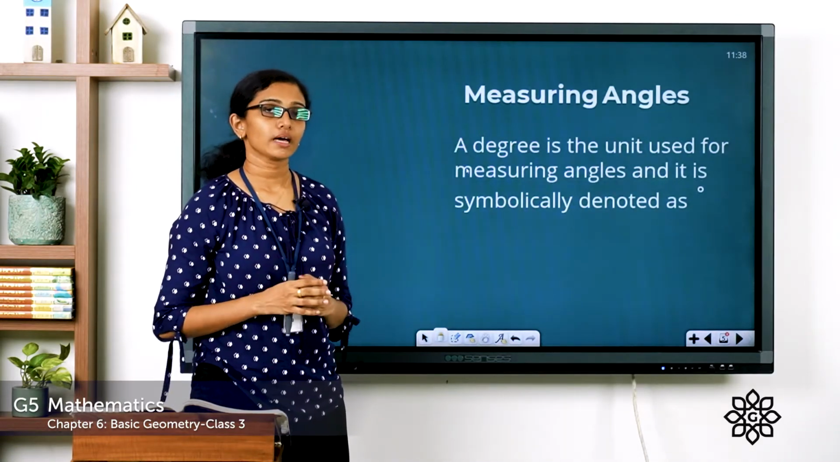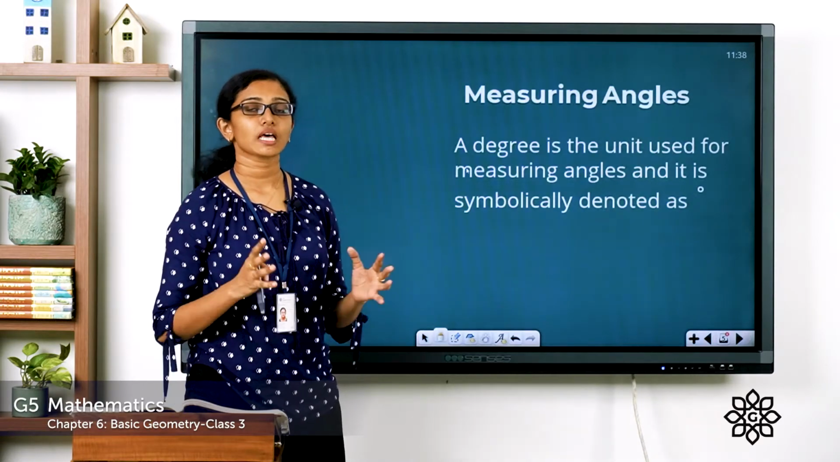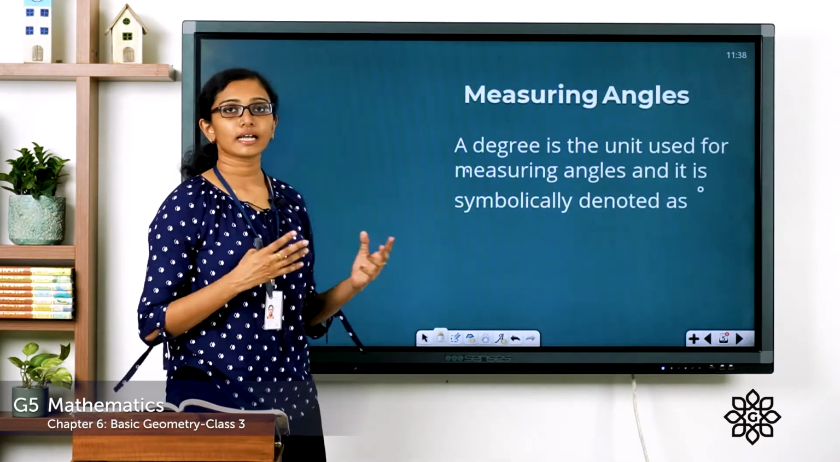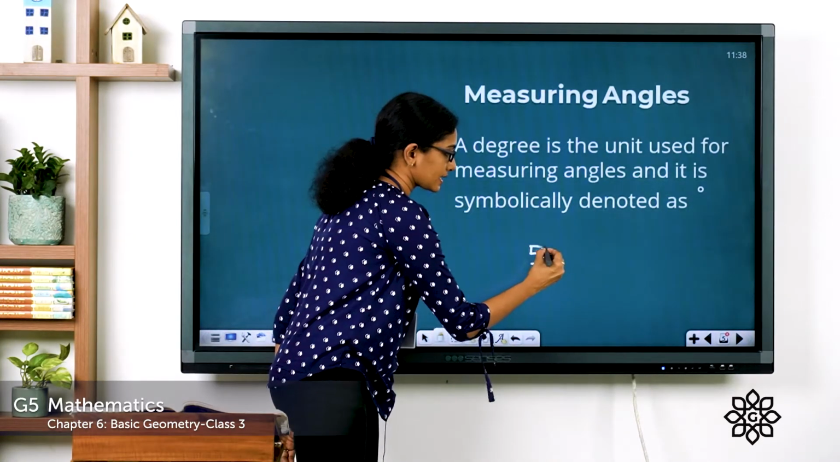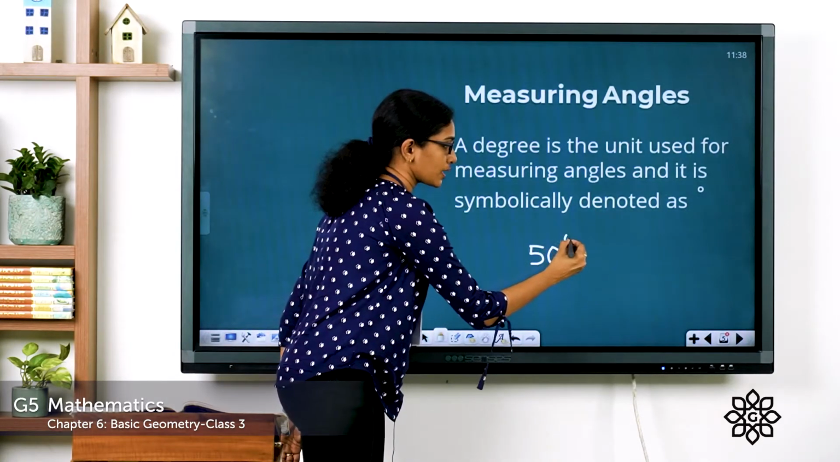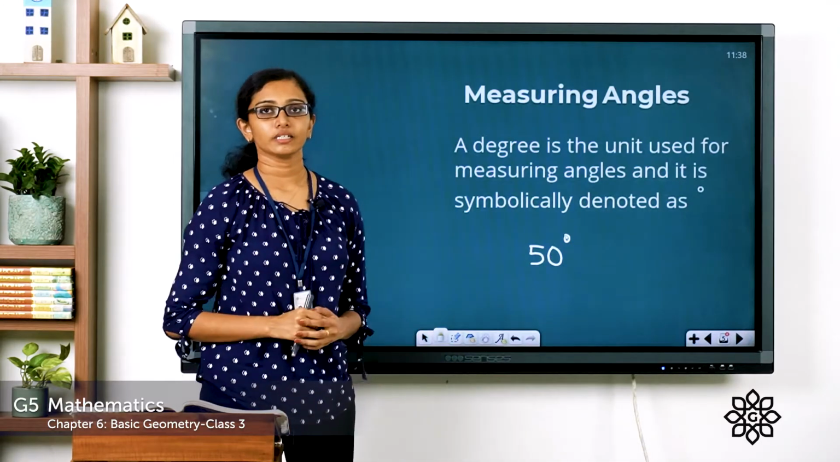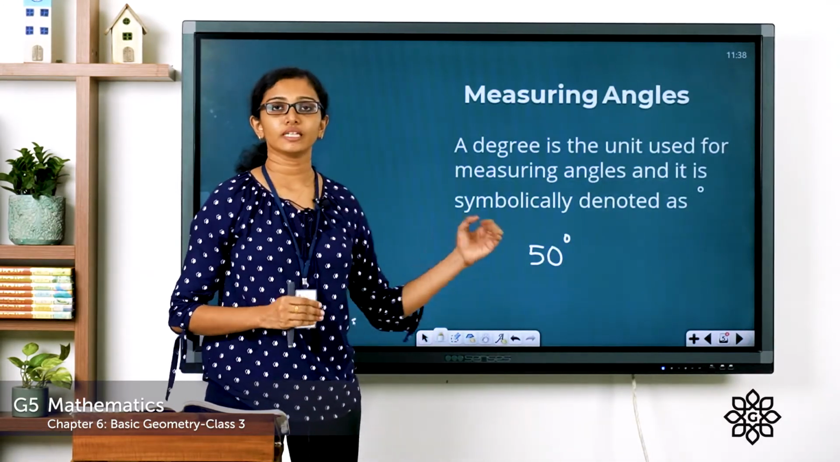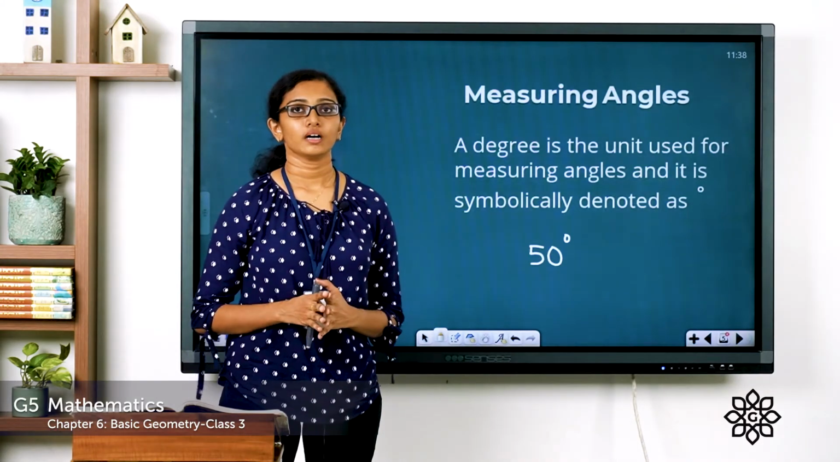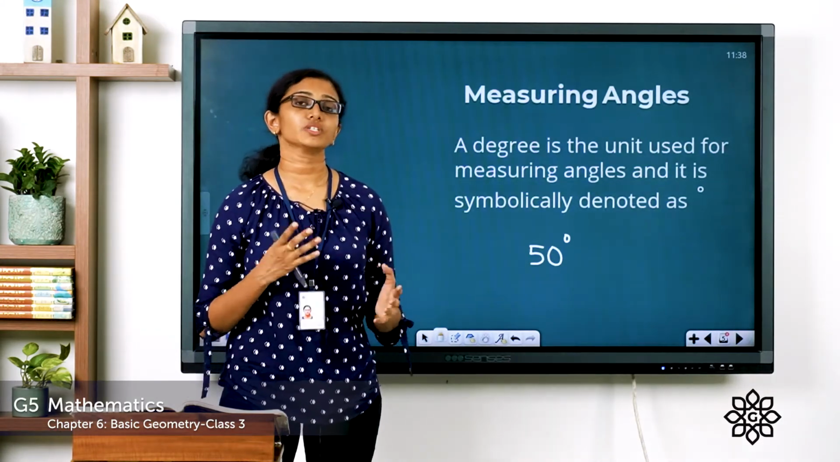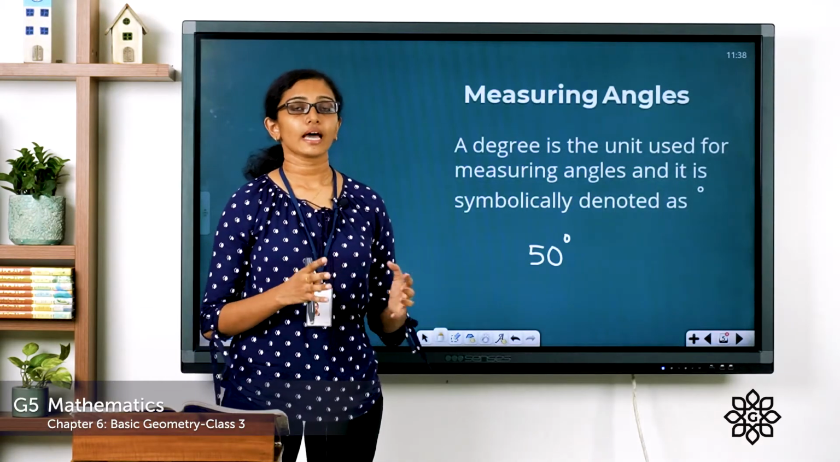It is a tiny circle written to the top right of the measurement of the given angle. Say for example, if a given angle measures 50 degree, how do we write that? First we write the number. Then to the top right of it, we draw a tiny circle. So this is read as 50 degree. Now, for measuring lengths, we can use a ruler. With which instrument can we measure an angle?